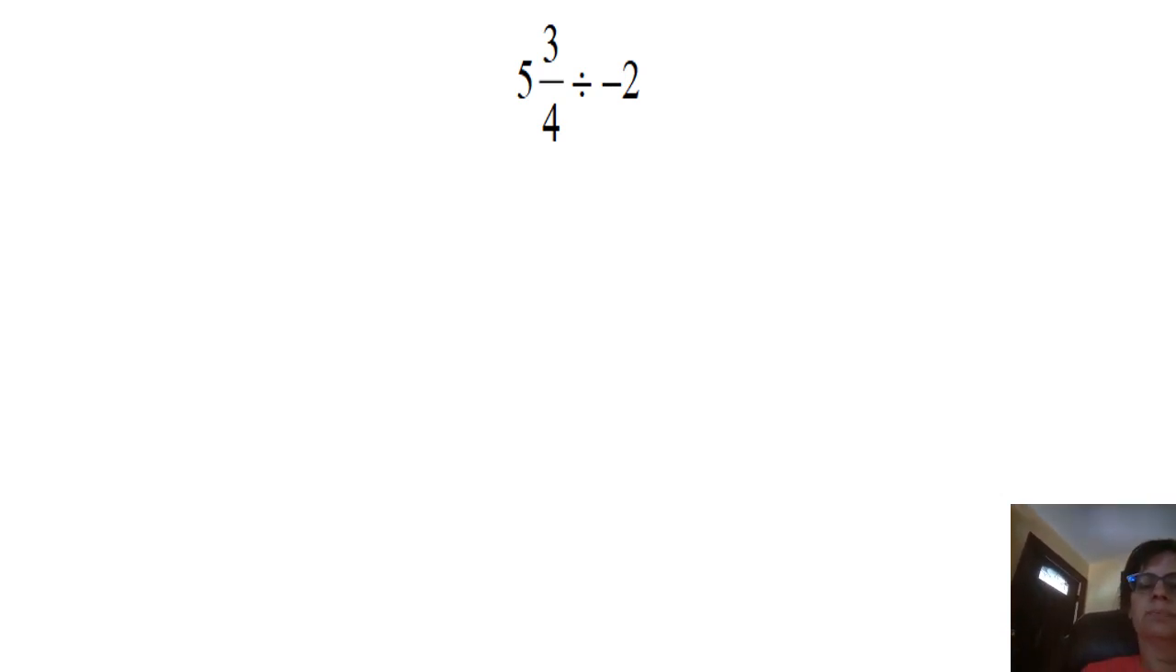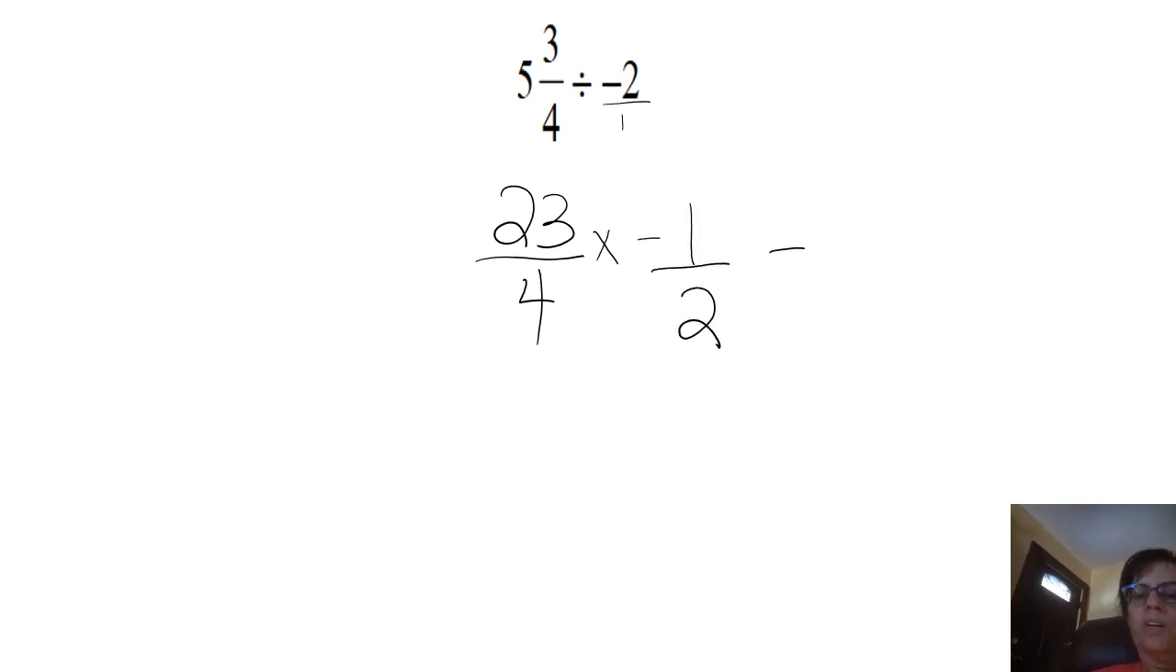One more example. Mixed number to improper. 5 times 4 is 20, plus 3 is 23. Keep your denominator, change it to multiplication. Let's look at this as a fraction so we can flip it. It becomes negative 1 over 2. Now, 23 and 2 can't divide, 23 and 4 can't divide, so we're ready to multiply straight across. 23 times 1 is 23. 4 times 2 is 8. I've got different signs, so it's negative.